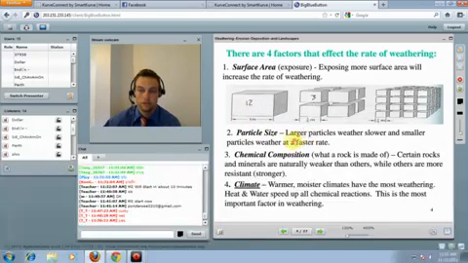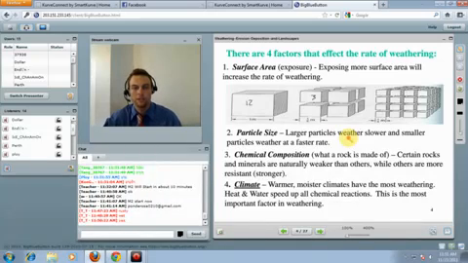Particle size, this is like I just said, larger particles weather slower and smaller particles weather at a faster rate. Just so you know, the smallest kind of unit you're going to be working with is clay particles, and you can put clay in your hands and feel it and see how small those particles are. Some particles that are smaller can dissolve in water, but generally you want to think about clay as the smallest kind of particle. So it's got the highest rate of weathering.